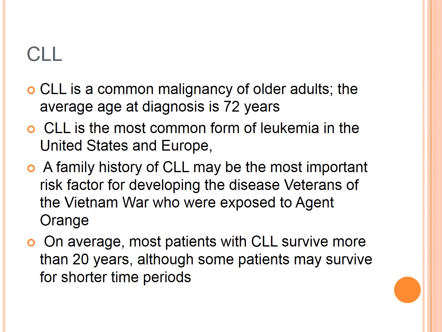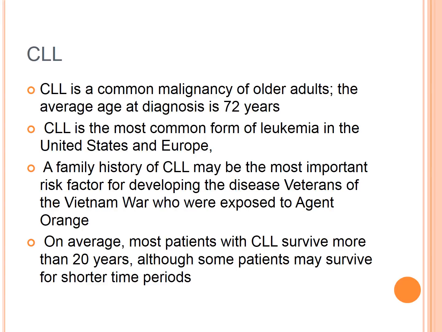And then you have CLL, chronic lymphocytic leukemia. So chronic meaning prolonged progression, slow onset. Lymphocytic meaning that it affects the lymphocytes in the bone marrow. Okay? So it usually affects older adults. As you can see here, the average age at diagnosis is 72. It's the most common form of leukemia in the US and Europe.